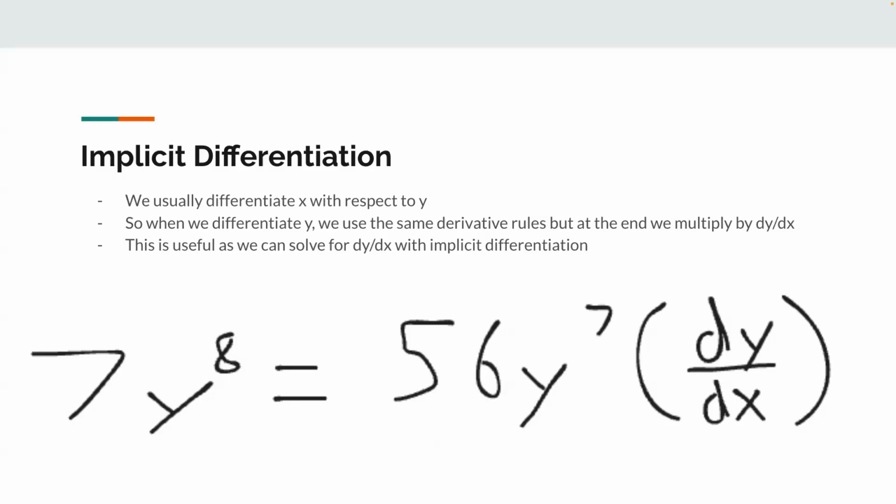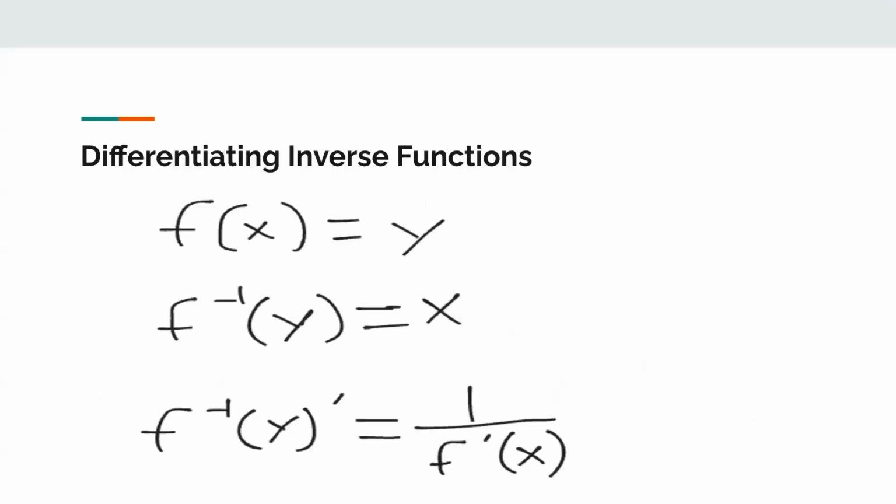So 7y to the 8, how do you differentiate that? First, we differentiate normally, so with the power rule, 56y to the 7. And then at the end, since there's a y there, it's just the chain rule. So that's why we multiply by dy/dx at the end. Note that if we were differentiating 7x to the 8, we wouldn't have the dy/dx at the end. It's just that we're differentiating y. We have to multiply by dy/dx at the end because we're differentiating with respect to x usually.